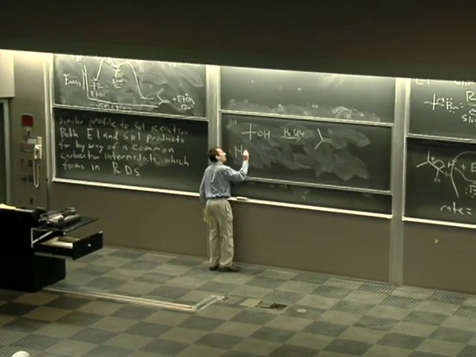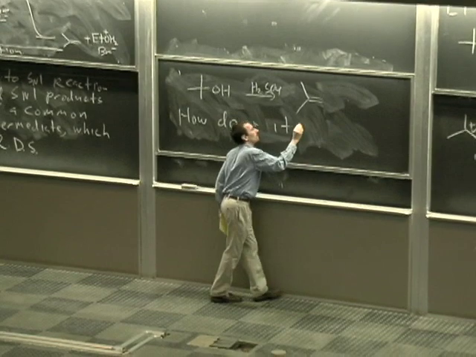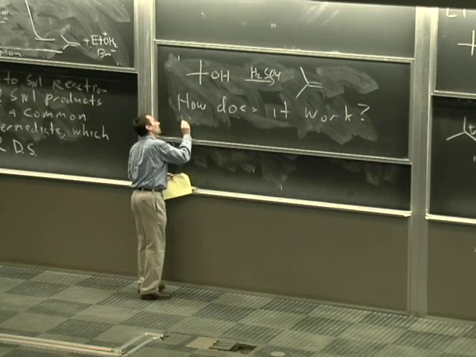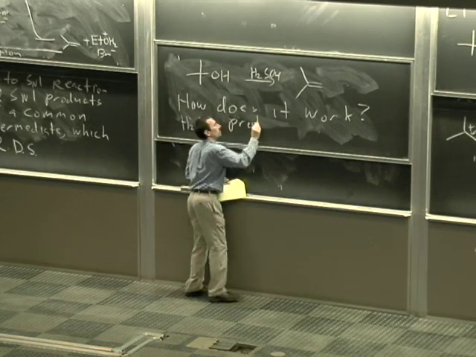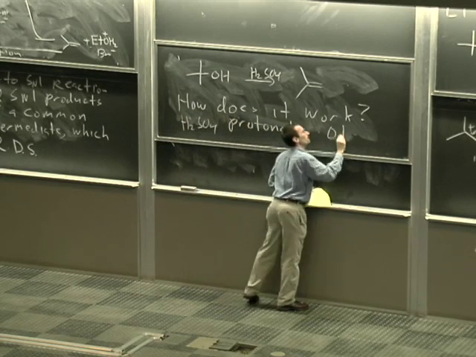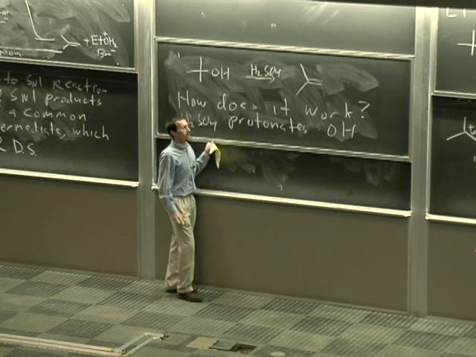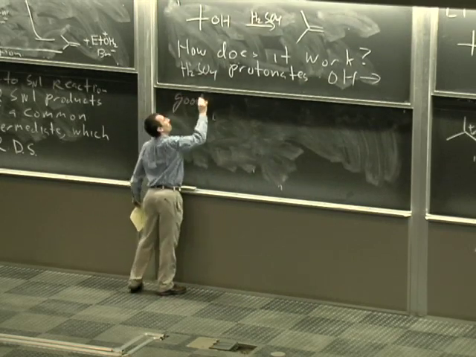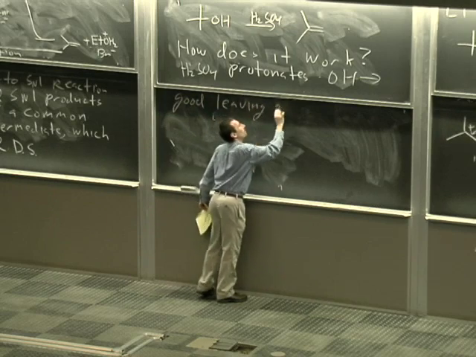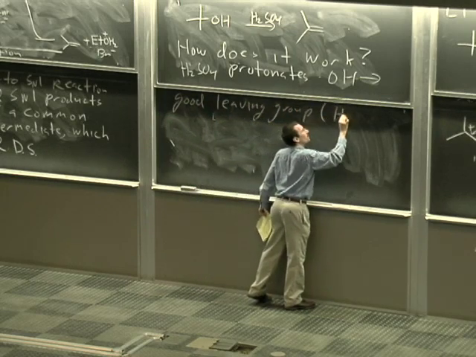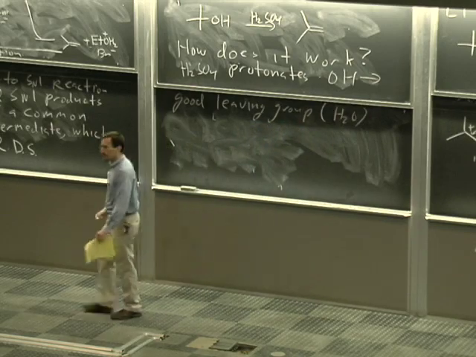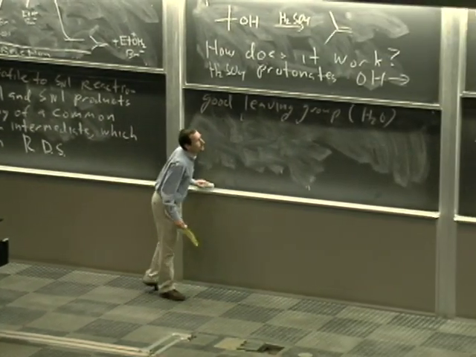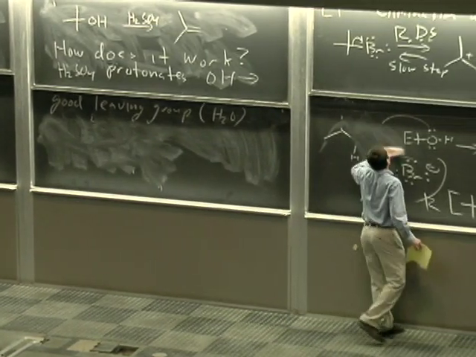So how does it work? Sulfuric acid protonates the alcohol. Say the OH, which leads to a good leaving group, H2O. All right, let me scratch out the mechanism here.